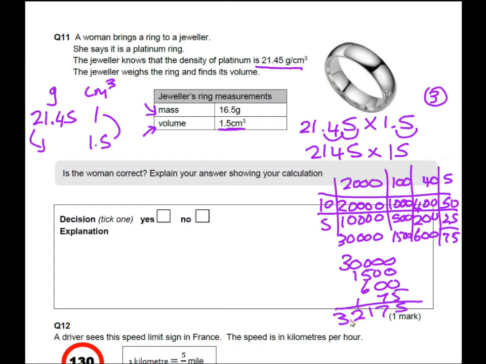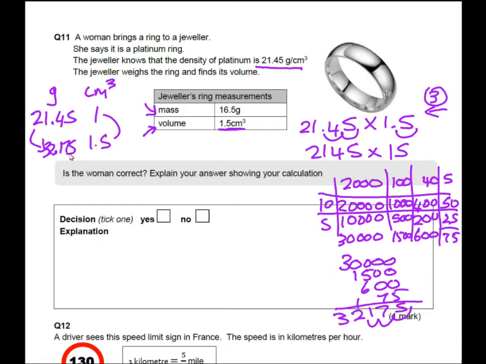So we've got 32,175, not forgetting to move our decimal point back 3 places. So we end up with 32.175 as the weight of the ring if it was platinum. So by using the volume, we've worked out that her ring does not weigh enough to actually be a platinum ring.